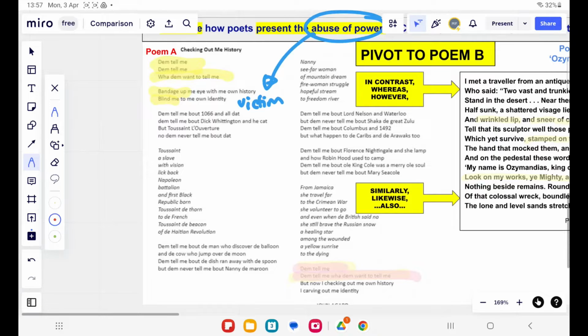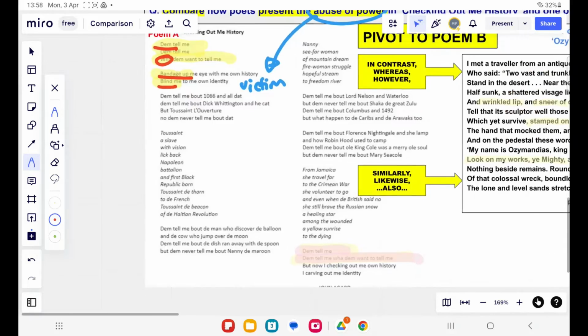"Dem" is quite interesting as well because it's them and it's kind of they, impersonal, obscure, anonymous. So we might wonder who this generalized mass is. And then I think where we can link this more closely to the question is through the idea that he's a victim of the abuse of power with this language. And maybe you can talk about a semantic field if you can find more examples of violence or an injury that's the result of the violence of the colonial past. "Bandage up my eye, blind me." So there's a violence there and there's an injury which suggests he's a victim of the abuse of power.